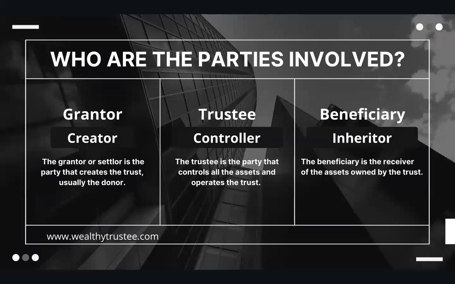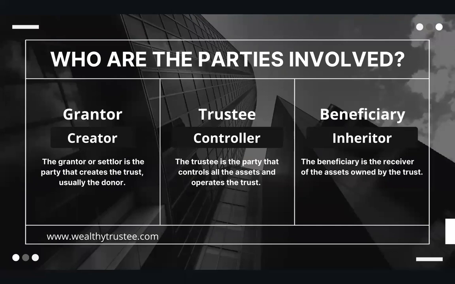And so what does the creator do? The creator is the one who's actually initiating the trust creation, okay? So they're the ones putting the provisions in place, the rules, the regulations, the bylaws in order to be able to have this entity formed, okay? Then they are going to appoint a trustee.